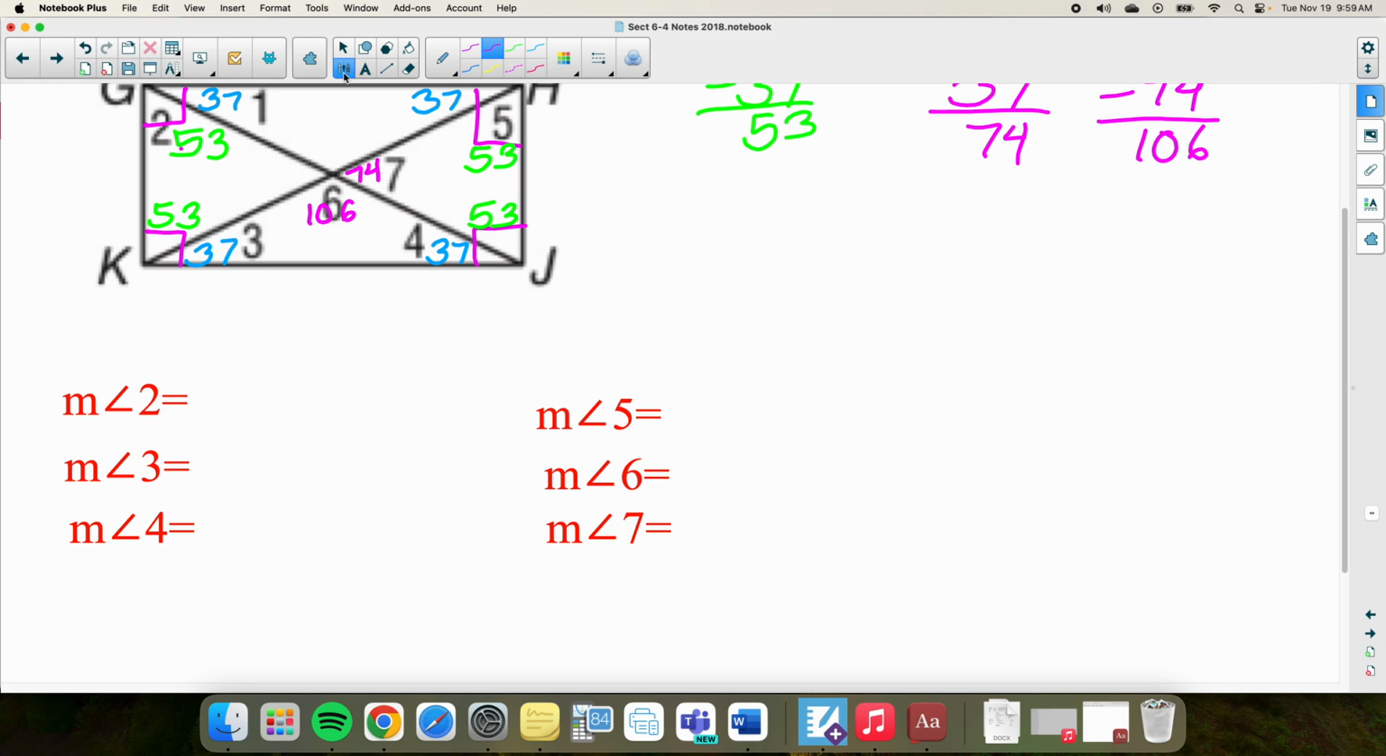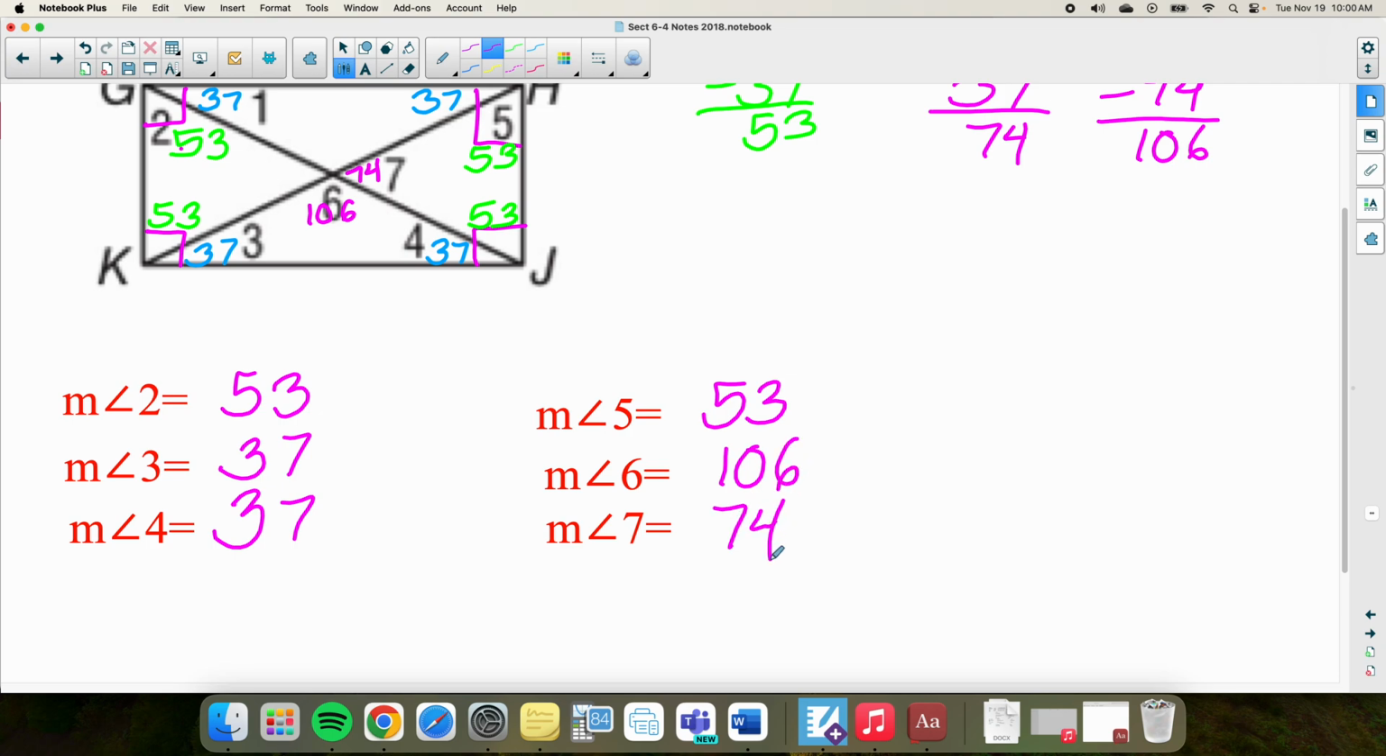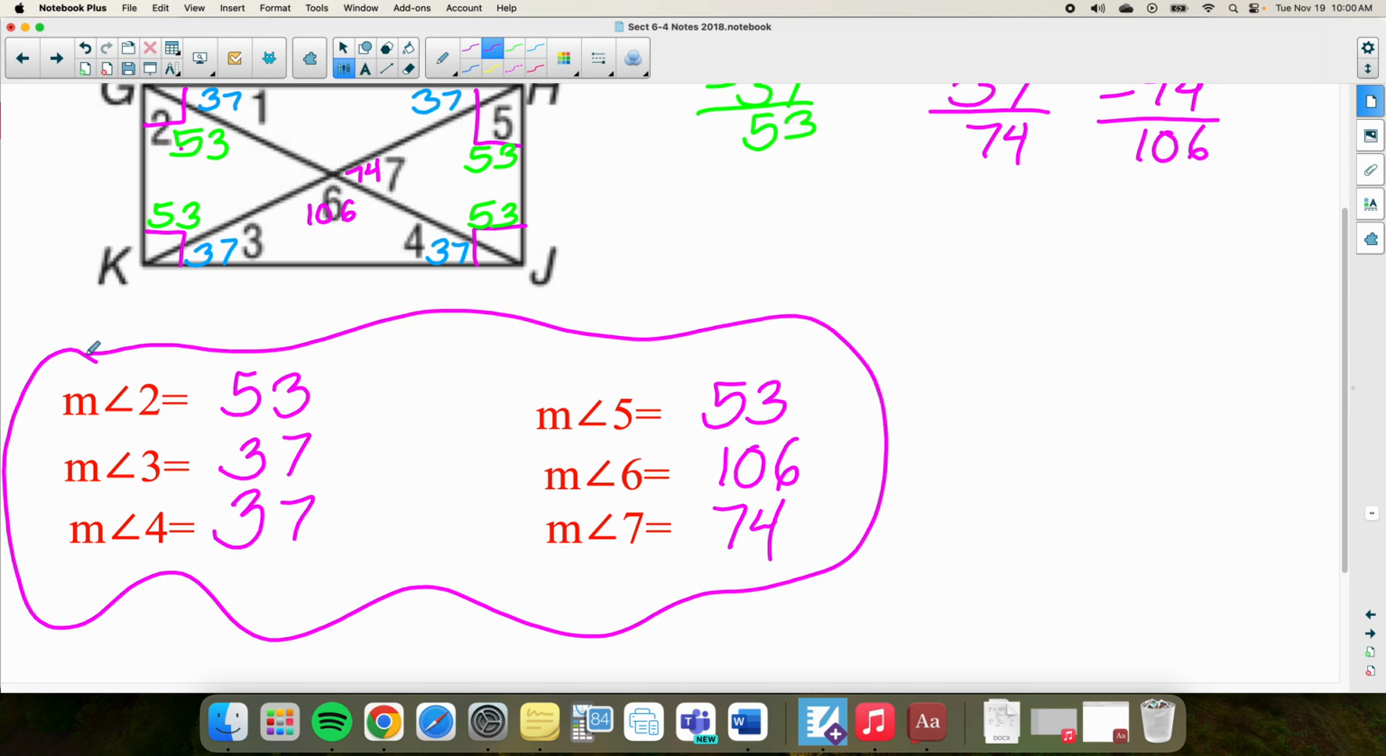So angle 2 is 53, angle 3 is 37, angle 4 is 37, angle 5 is 53, angle 6 is 106, angle 7 is 74. And so those are your answers. Okay.